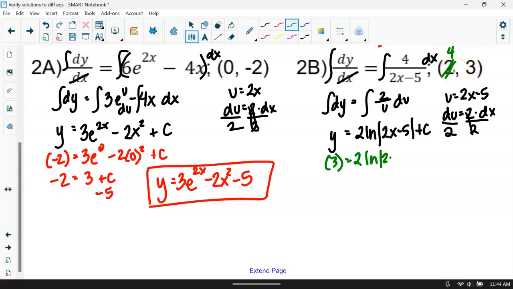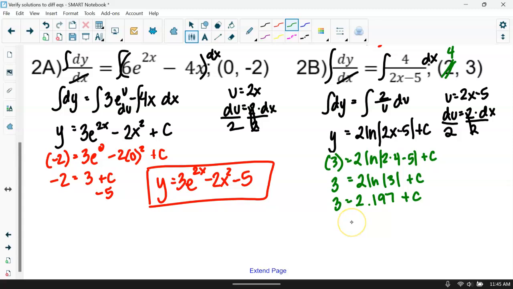There we go. So that means here 2 times 4 minus 5 plus c, which gives me 3, which is equal to 2 times the natural log of 8 minus 5, which is 3 plus c. So now 2 times the natural log here of 3. I'll round that to the nearest thousandth, so 2.197 plus c.